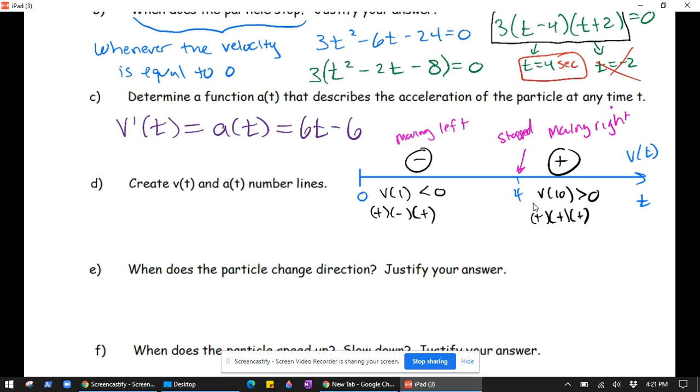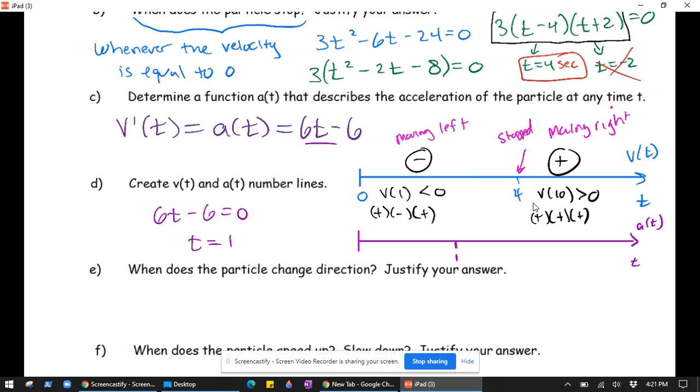All right, now let's try our acceleration number line. So do that below. Let's see. There we go. This is a of t. So of course, on this number line, we want to know when the acceleration is 0. That happens if we solve this little equation up here: 6t minus 6 equals 0. You can see there, that means t is 1.